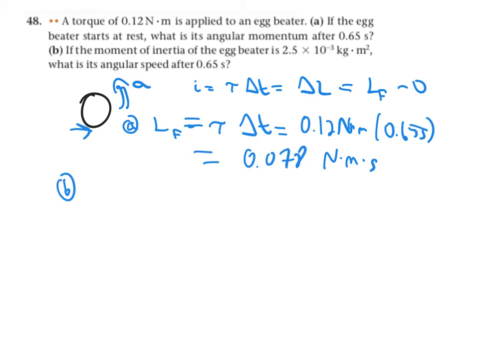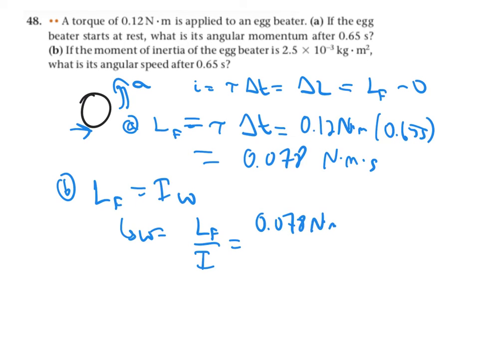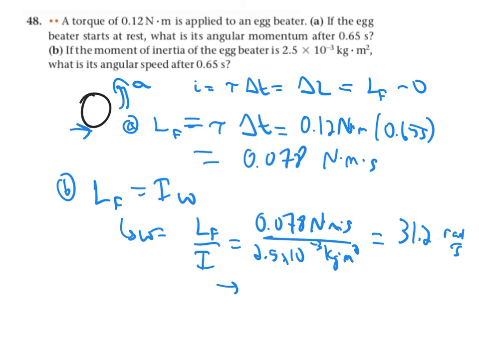And part B, well, we can also say that the angular momentum is I times the angular speed. So the angular speed is that momentum over I, or 0.078 Newton meter seconds, all over 2.5 times 10 to the minus 3 kilogram meter square, or 31.2 radians per second, which clearly becomes just 31 radians per second because of sig figs. We have only 2 of them.